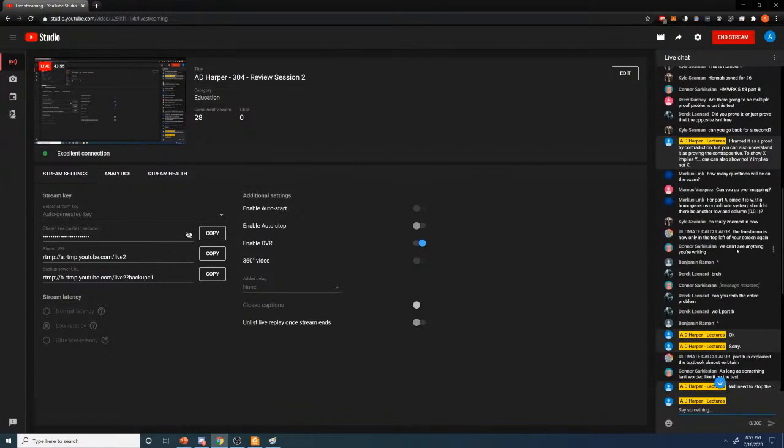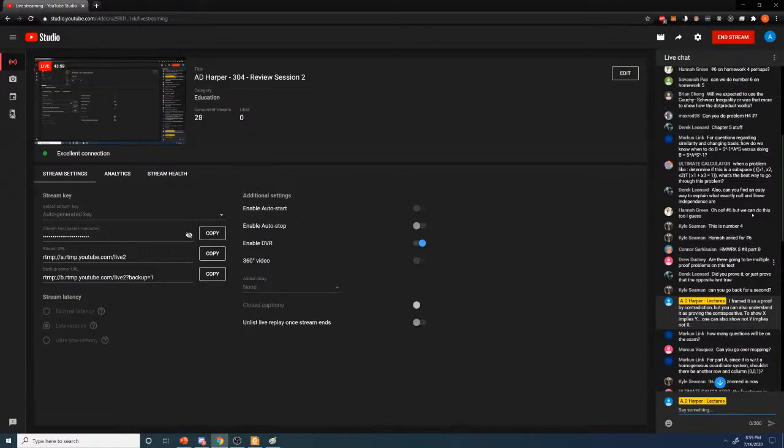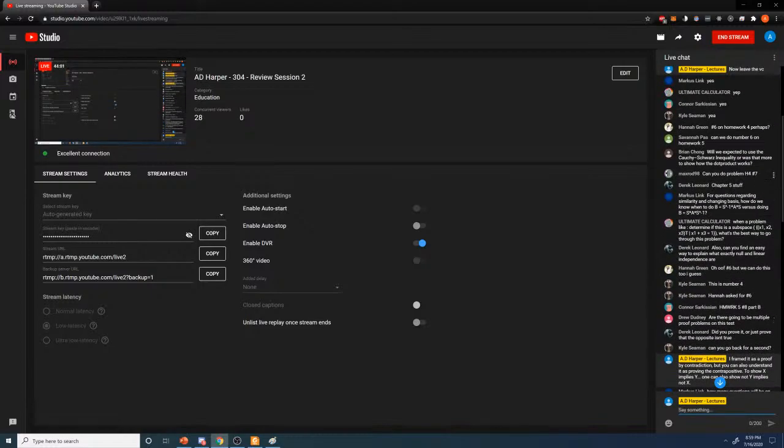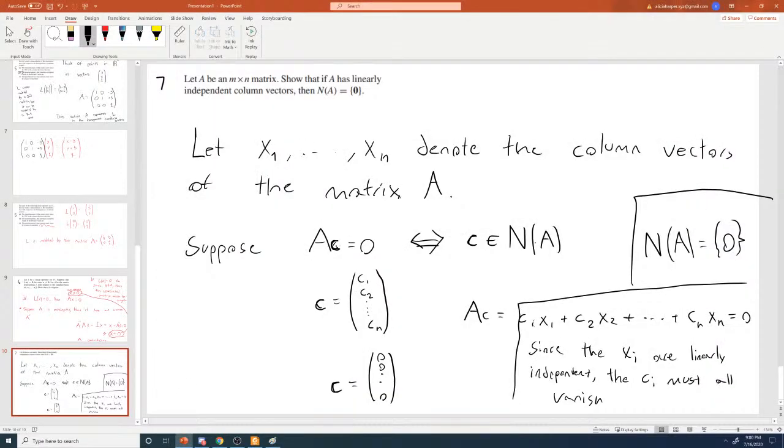All right. So let's go back up. That does problem 7 of homework 4. Marcus Wink asks regarding similarity and changing basis: how do we know when to do B is equal to this versus doing B is equal to this? Okay. So I'm going to try to answer Marcus's question because it's a very good one.